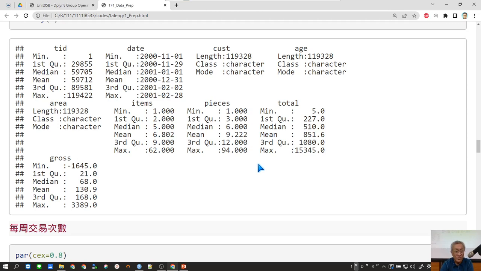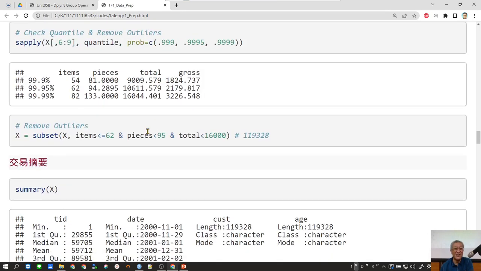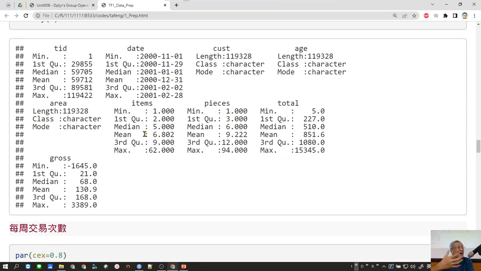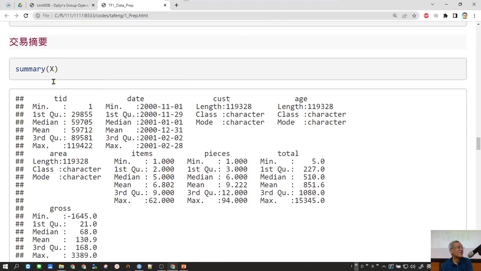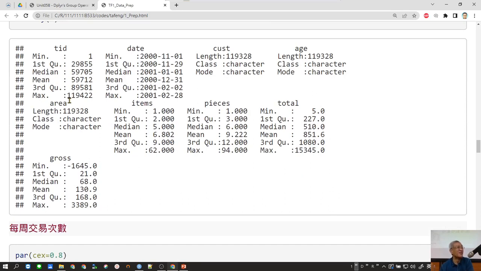Professor, do the double hashes mean anything? Or is it just, do they have meaning? I don't think they mean anything. It's just in the R notebook. This is just the format, which means that this is the output of this code chunk.